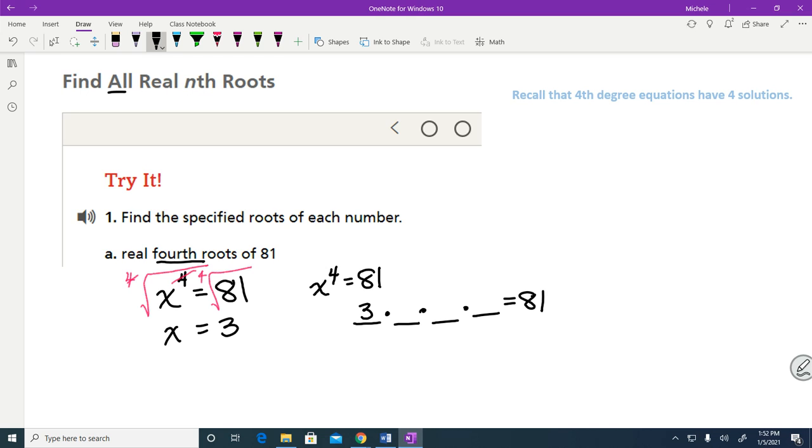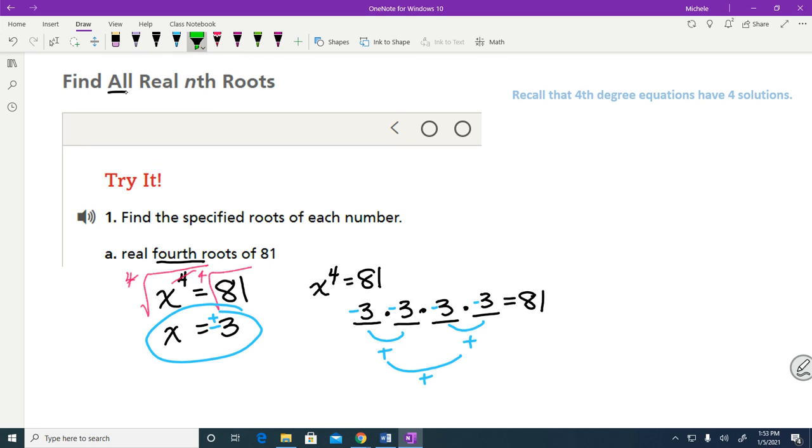Well, we just said 3 times 3 times 3 times 3 all equals 81. But if I make all these 3's negative, I also get 81 because negative times a negative is a positive. Another negative times another negative is a positive, and then a positive times a positive is positive, so positive 81. So really, if I'm taking the fourth root here, I need a plus or minus 3. So right now, all of my real nth roots are positive 3 and negative 3.